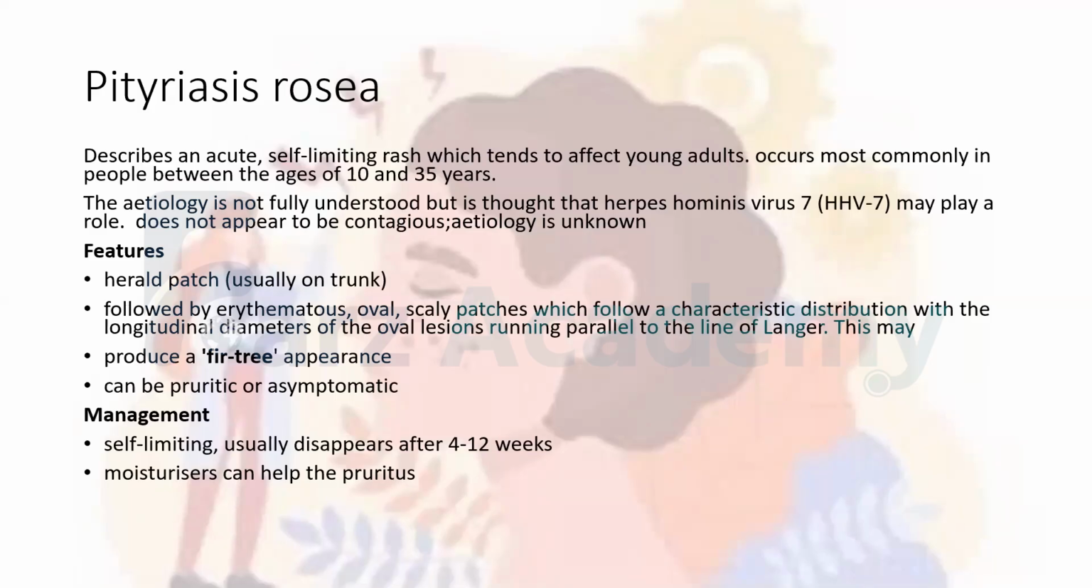Okay. So how do you manage these patients? Usually these lesions are self-limiting and disappear within 4 to 12 weeks. Moisturizers and other emollients can also be used to contain the symptoms. Okay, so nothing specific for this condition. It's just symptomatic treatment. Herald patch and fir-tree appearance is what you will have to keep in your mind regarding this.